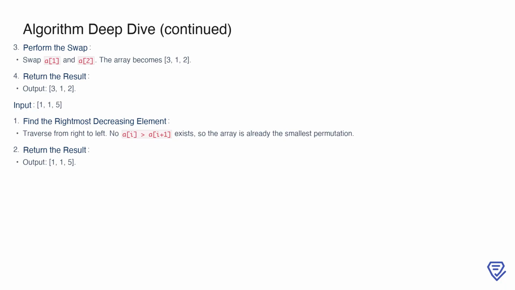Now, consider a second example with the input array 1, 1, 5. In this case, when we traverse from right to left, no i where A[i] is greater than A[i plus 1] is found, meaning the array is already the smallest possible permutation. Since no swap is needed, we simply return the array as 1, 1, 5. These examples highlight how the algorithm handles both swap-required and no-swap scenarios efficiently, ensuring correctness in all cases.